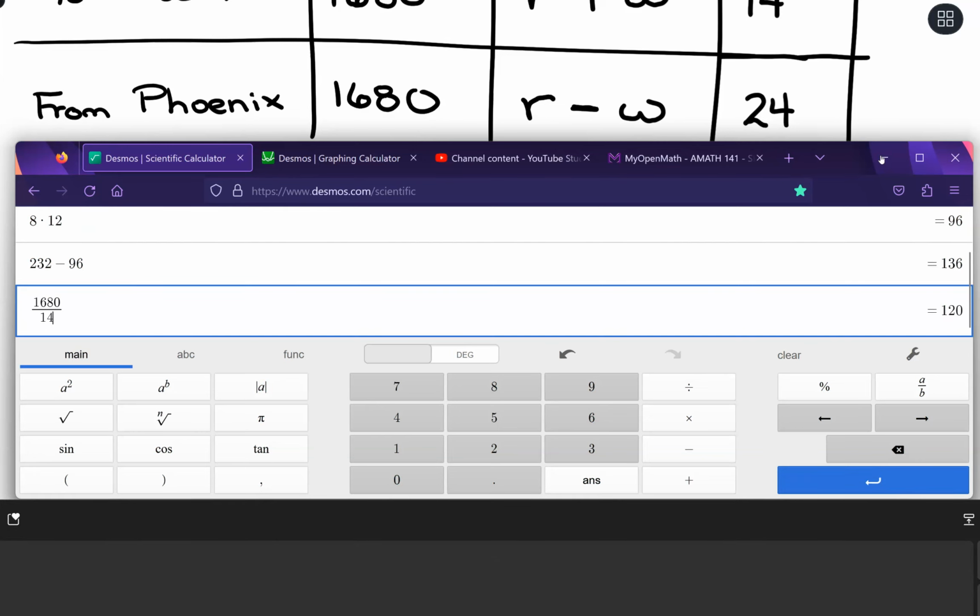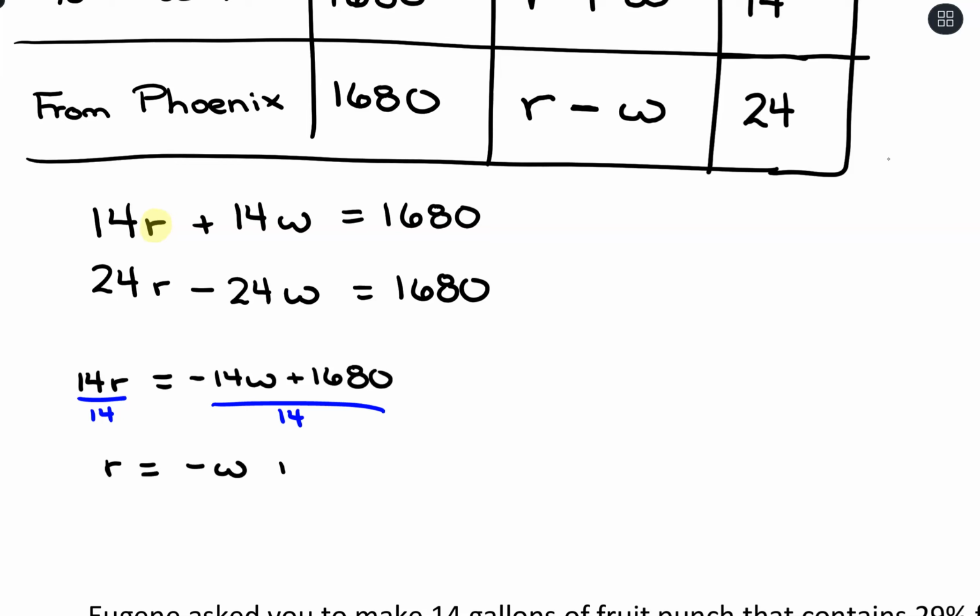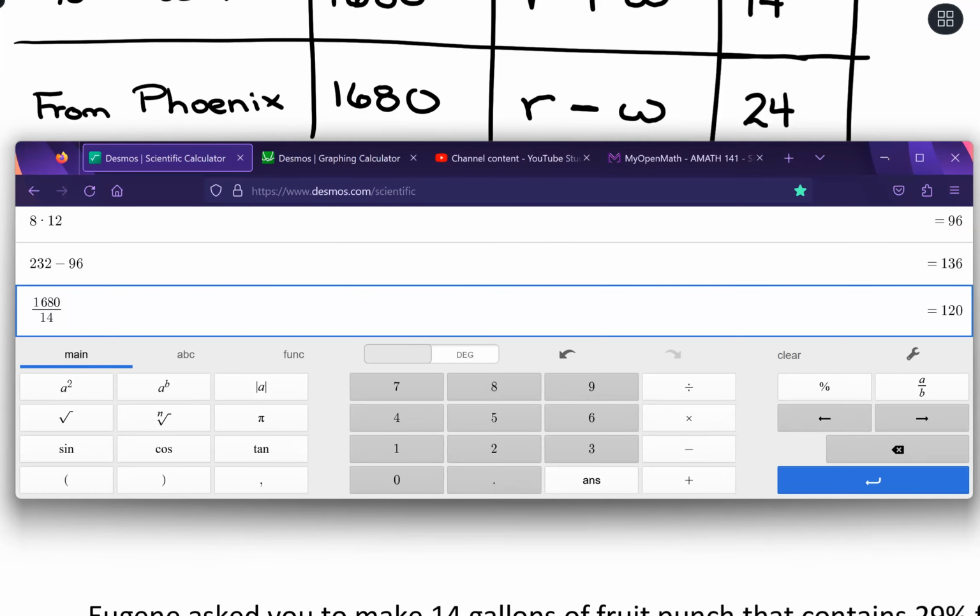1,680, does it divide by 14 nicely? It does. Okay, I'm going to do substitution. So how about I solve for r there? 14r is equal to negative 14w plus 1,680. I'm going to divide everything by 14. I did that just to make sure I didn't end up with any messy fractions. So r is equal to negative w plus 120.